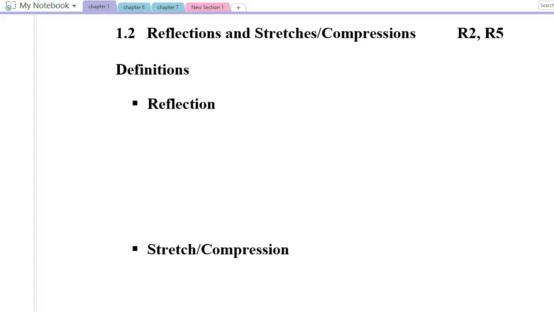Welcome to lesson 1.2. This is about reflections and stretches slash compressions. There's a slash here because it's really the same thing as stretch or compression. We'll be seeing that in just one minute. So just a couple definitions.